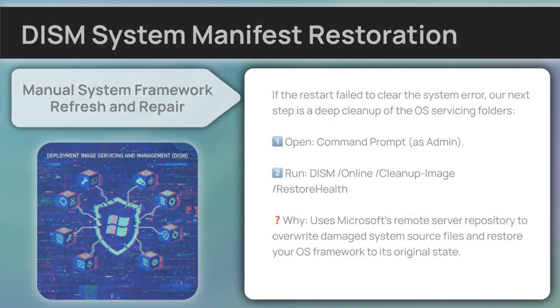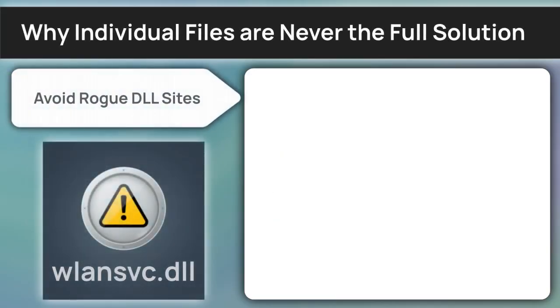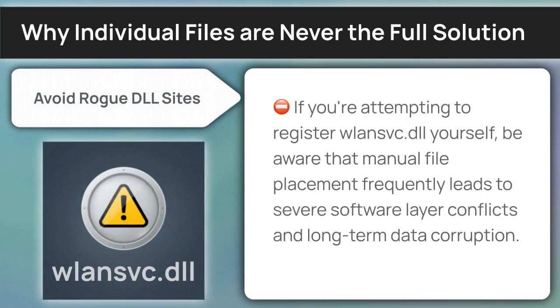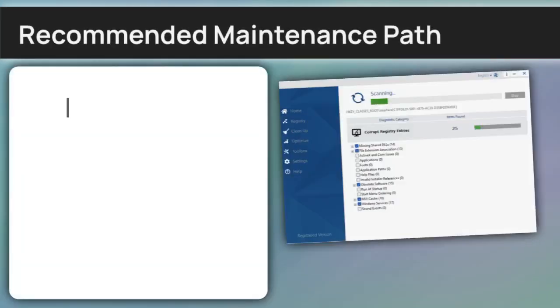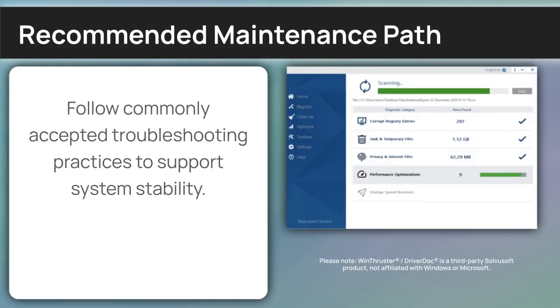From a systems engineering perspective, there is one major security pitfall I need to help you avoid. Always prioritize system safety by avoiding manual swaps of WLAN Service DLL. Downloading individual DLLs from third-party sites is a common way for hackers to inject spyware and ransomware directly into your operating system.